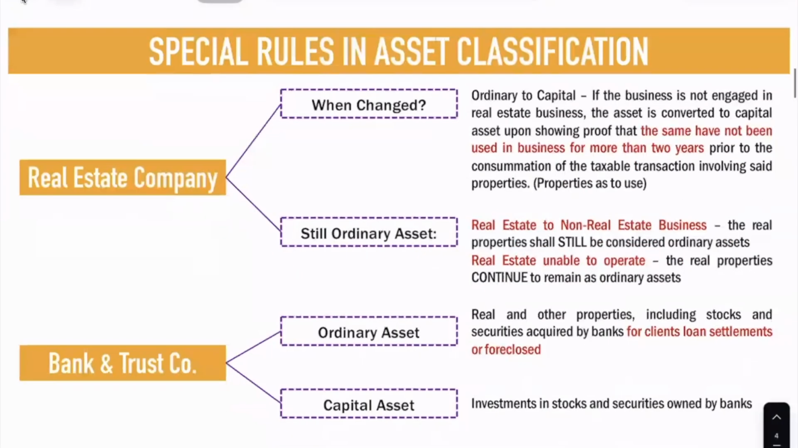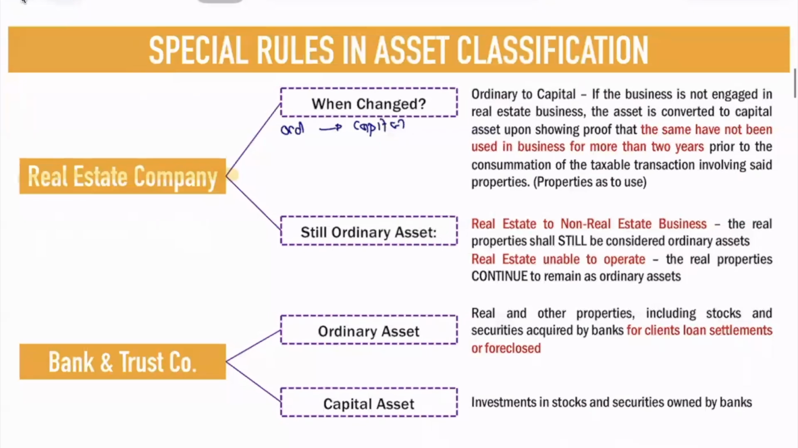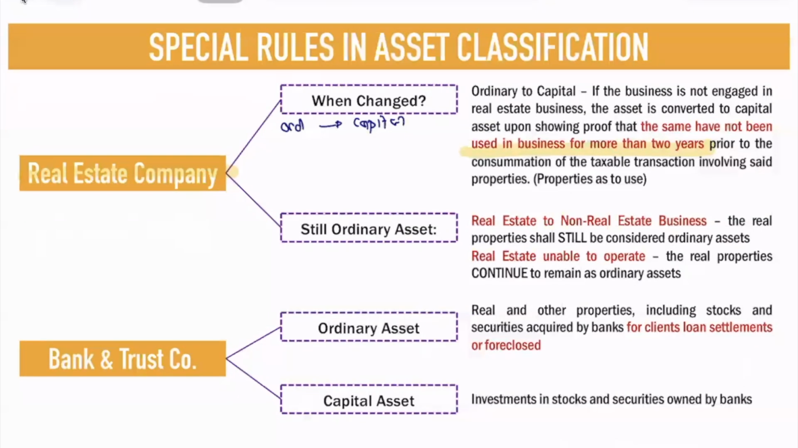So let's look into the special rules in asset classification. The first special rule that we will learn is for a real estate company. So when can we change the classification, meaning from ordinary to capital? We can change it if the asset has not been used in business for more than 2 years. So if you don't use the asset for more than 2 years, then we can change from ordinary to capital. But take note, normally this is only applicable for businesses not engaged in real estate business.